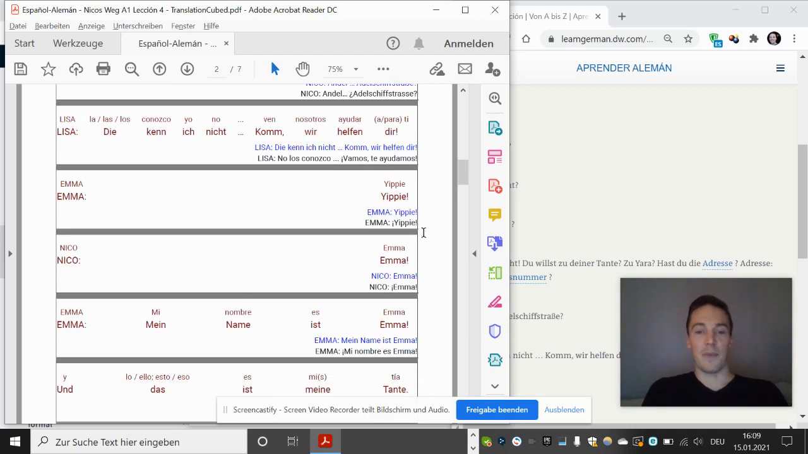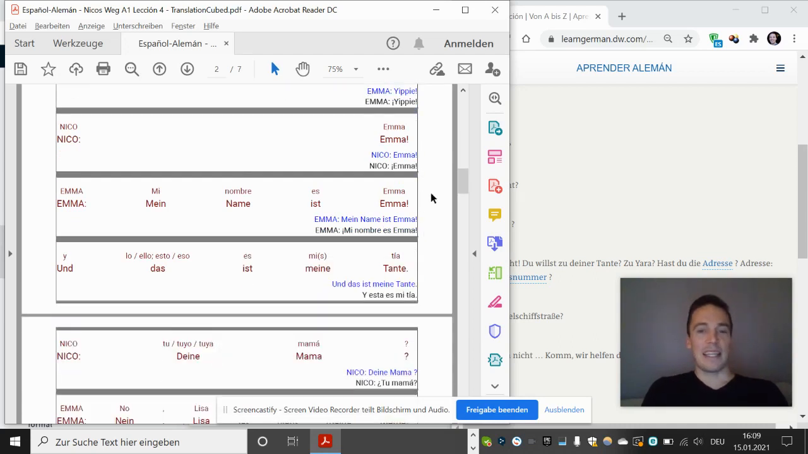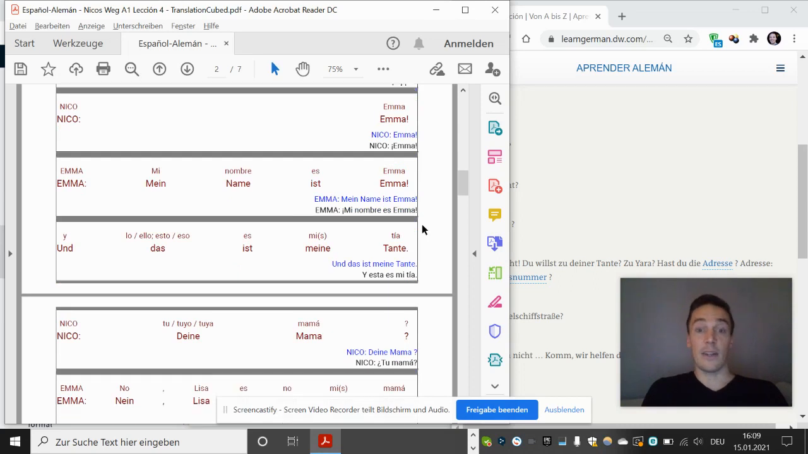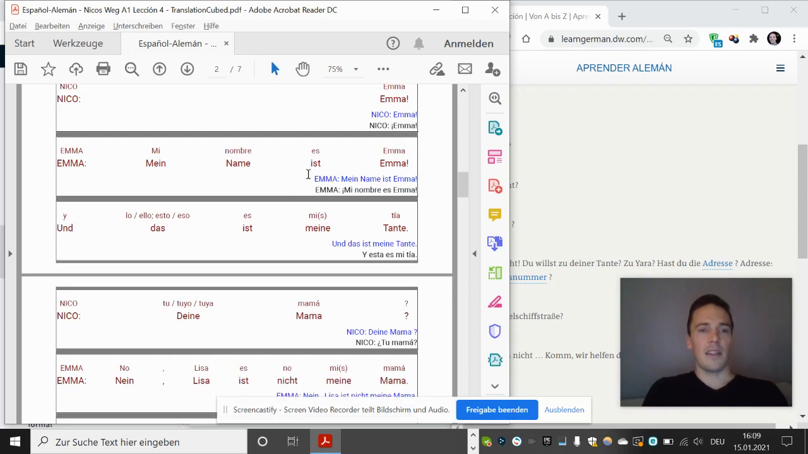Y Emma dice, yippie. Vale, y después están en el coche y Emma dice, mein Name ist Emma. Mi nombre es Emma. Casi tal cual como en español. Muy importante, una E al final de una palabra en alemán siempre se pronuncia, no como en inglés. Entonces es mein Name.